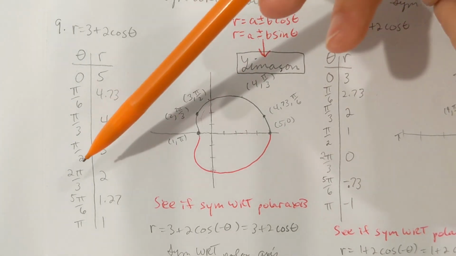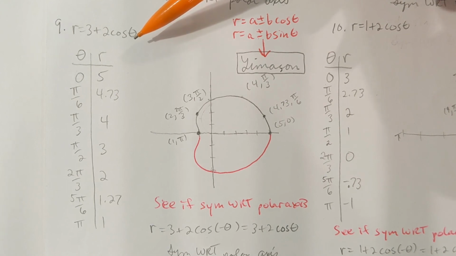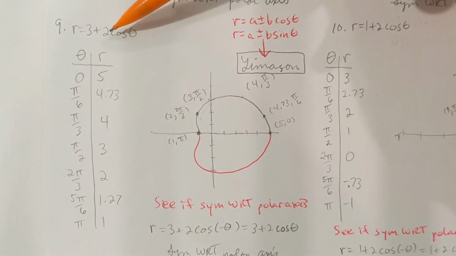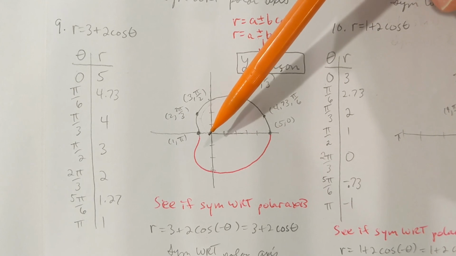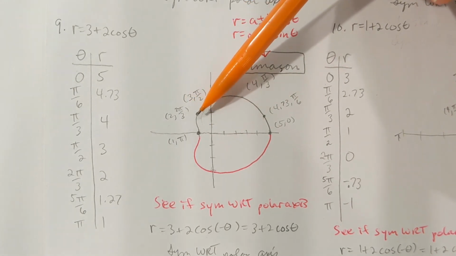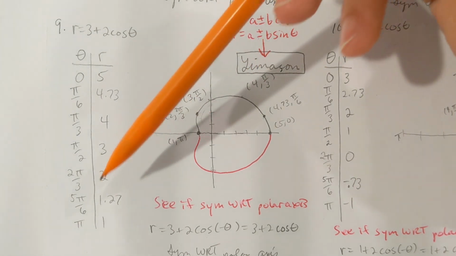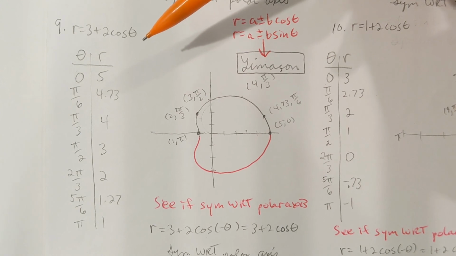If theta is 2 pi over 3, cosine of pi over 3 is 1/2. Okay, if you flip that triangle into quadrant 2, then the adjacent side would be negative. So cosine of 2 pi over 3 is negative 1/2. Times 2 is negative 1, plus 3 is 2. So I want to go 2 units on the 2 pi over 3 axis. Plot that next point.